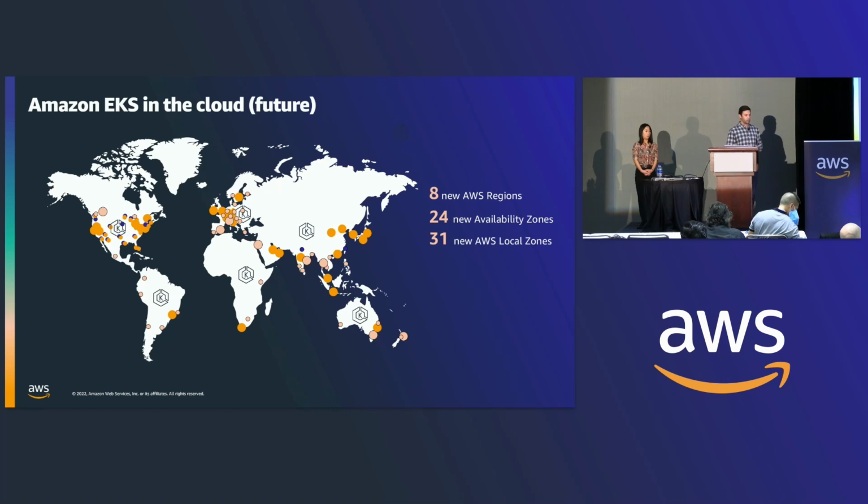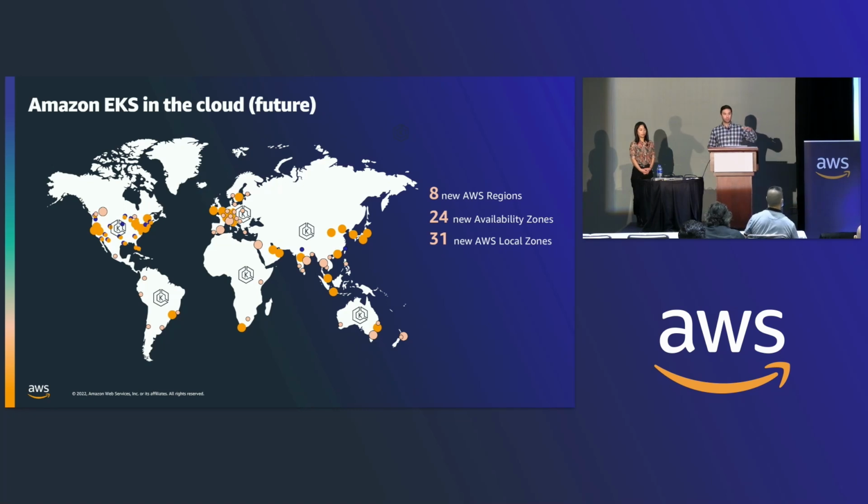So now talking a little bit about what we're doing to expand into new areas. We've announced plans for 8 new AWS regions, as well as 24 new availability zones, and also 31 new AWS local zones. Keep your eye out for a couple more local zones that may be launching in Europe later this week, because we've done a lot of the integration testing with those. And as you'll see over the coming months, there'll be a lot more local zones available all over the world.